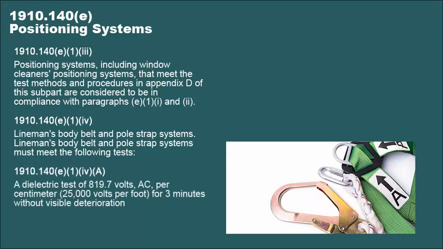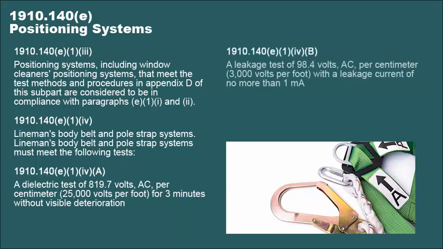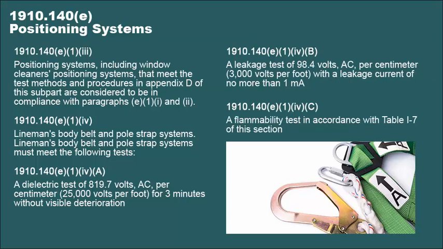A dielectric test of 819.7 volts AC per centimeter for 3 minutes without visible deterioration. A dielectric test is to ensure that there is an effectiveness within the wiring insulation. A leakage test of 98.4 volts AC per centimeter with current leakage of no more than 1 milliamp, and a flammability test in accordance with Table I-7, seen later in this section.